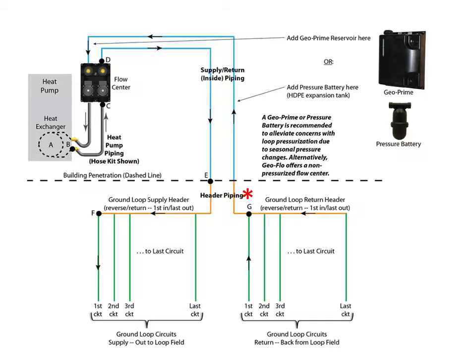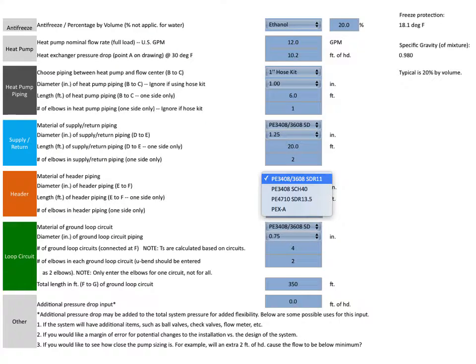All right, now we can go on to the header piping. That's the orange piping that connects from the building penetration out to the ground loop header. And the header is where the multiple parallel circuits connect. So in the orange section, we again choose pipe type. I'll stay with polyethylene 3408. We again pick our diameter.